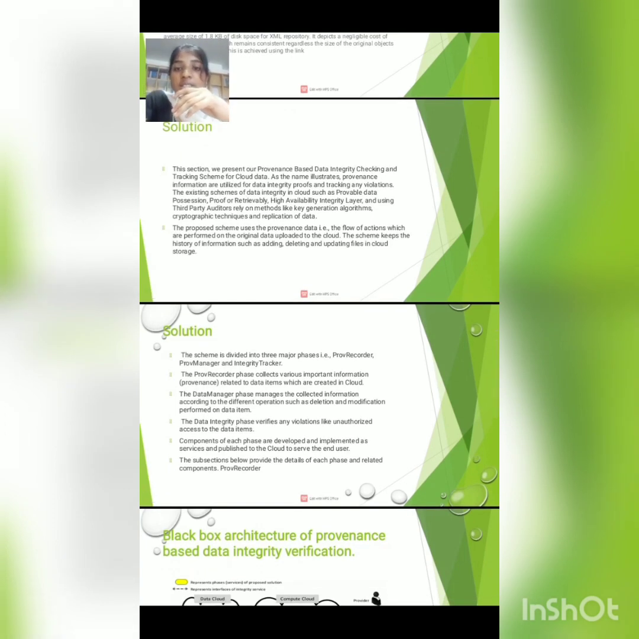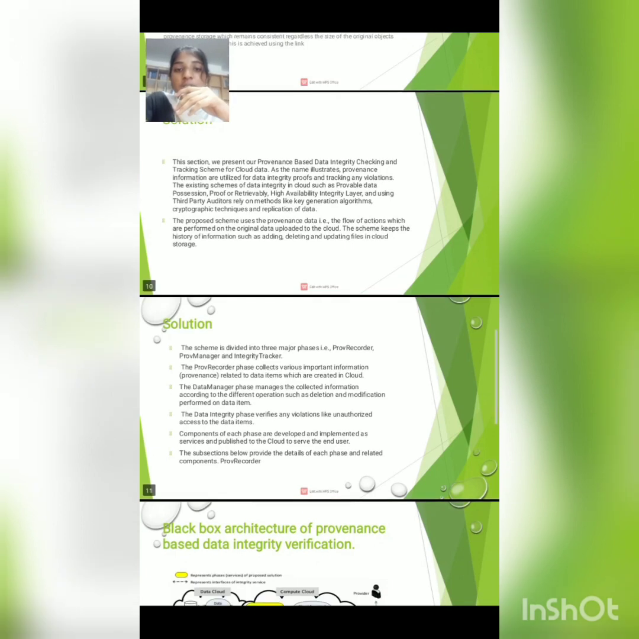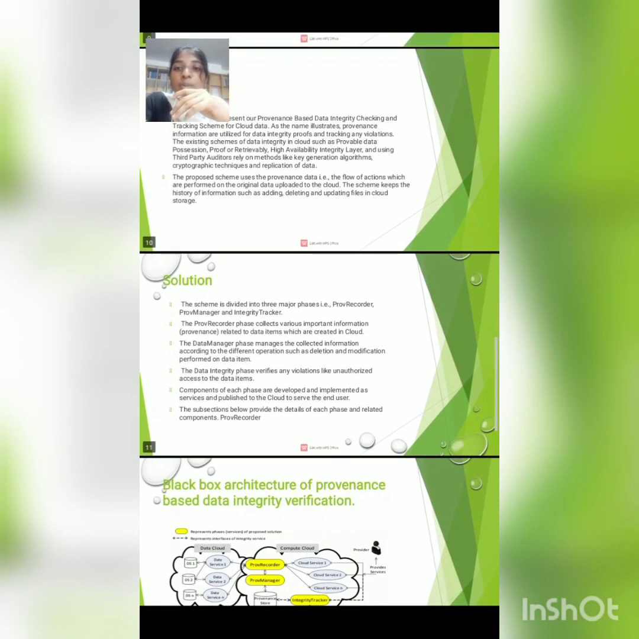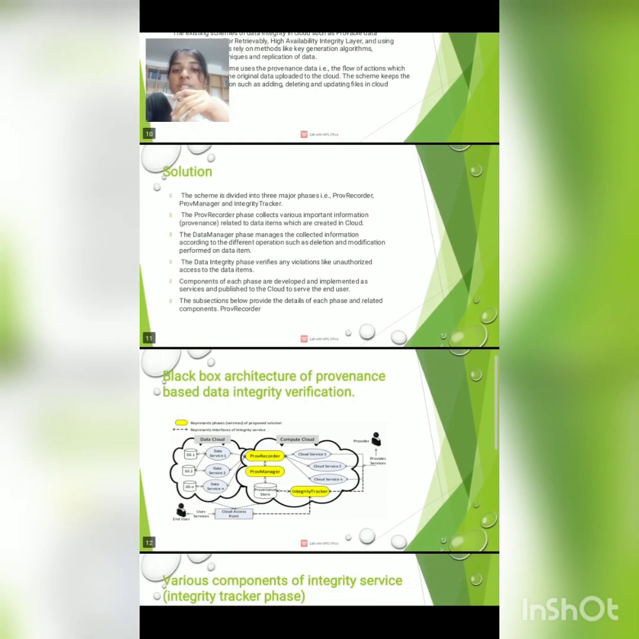The existing schemes of data integrity in cloud, such as provable data possession, proof of retrievability, high availability, and using third-party auditors. The proposed scheme uses the provenance data, that is the flow of actions which are performed on the original data uploaded to the cloud. This scheme is divided into three major phases: probe recorder, probe manager, and integrity tracker.